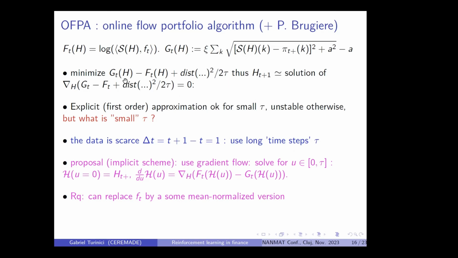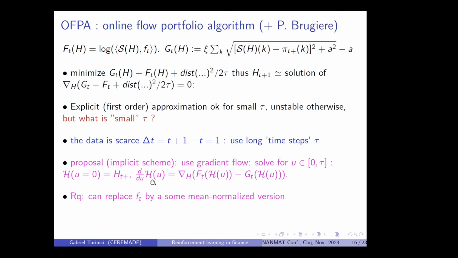Implicit schemes are exactly just solving this gradient with respect to h equation, but it is a really complicated equation. You see, there are many functions and so on. There's no explicit solution to this implicit equation. But a way to solve it is just to recall that this is a gradient flow finally. So just follow this gradient flow.